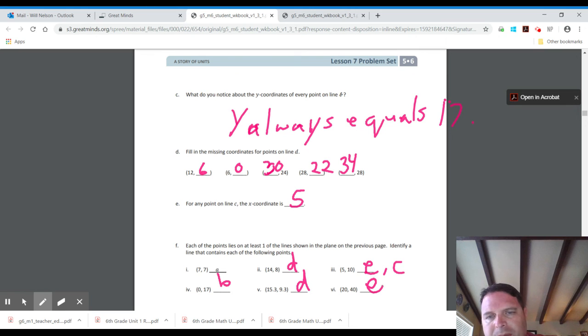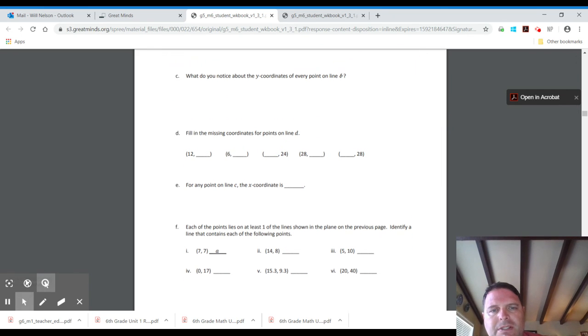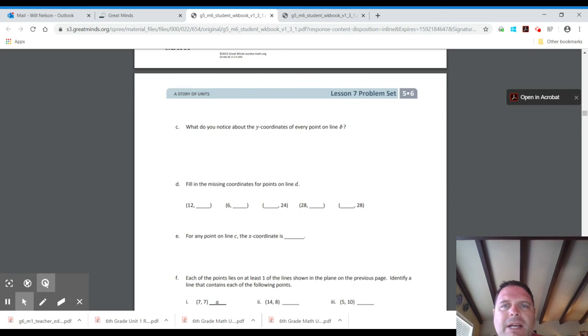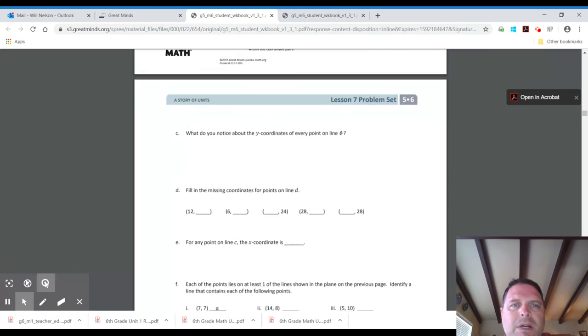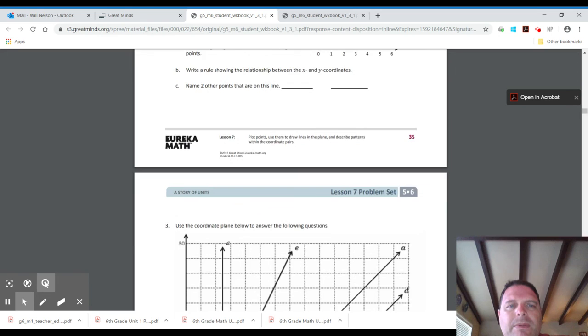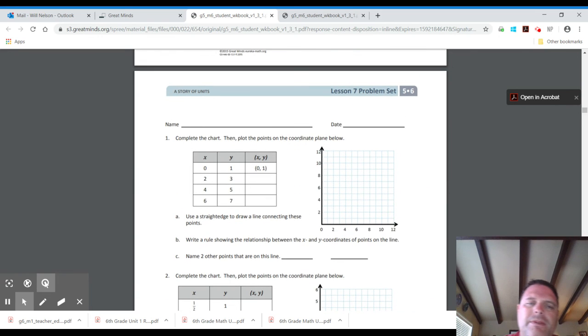And then for number 3, this one right here, you can write either E or C. I'm fine with either one. And that's it for, I believe, this page. Just double check. Yeah, that's it. So that was lesson 7, questions 1 through 3. And that's it. All right, I'll see everybody later.